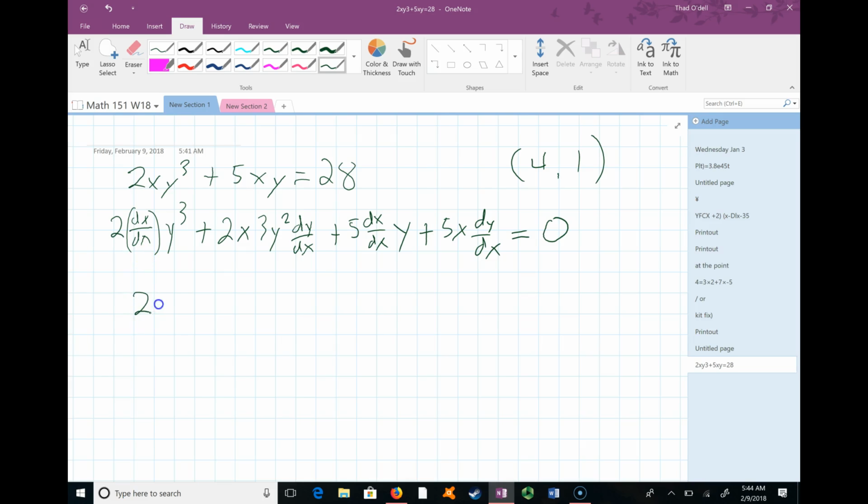So this just becomes 2y cubed. The 2x, 3y squared dy/dx. Now dy/dx is not 1, so it stays there. And I can combine these into 6xy squared dy/dx. And dx is just 1, so this is just 5y. And then finally 5x dy/dx, that's not 1, so I have to write it.